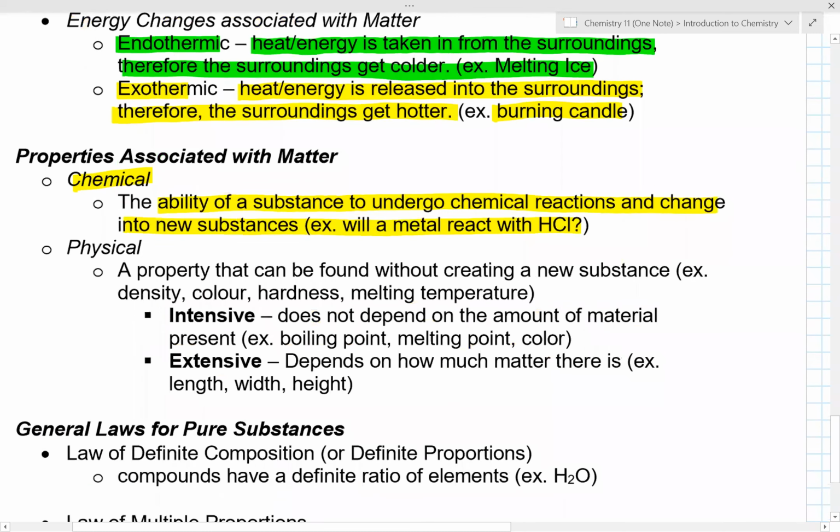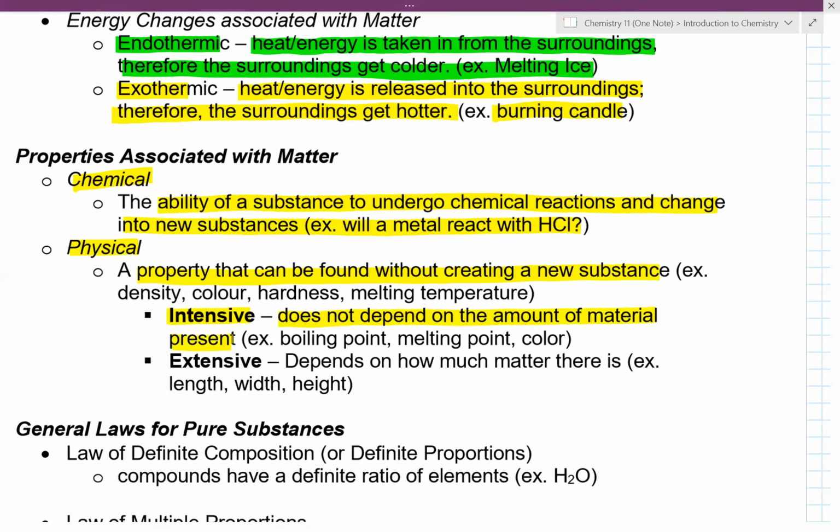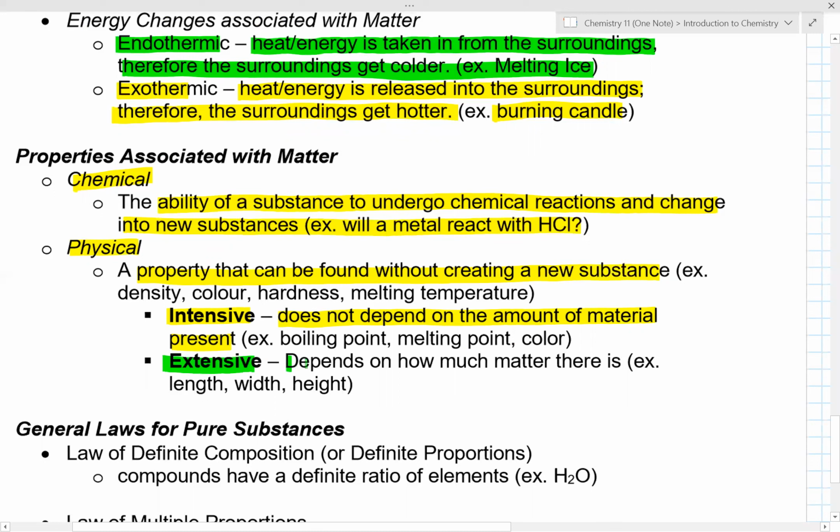A physical property is a property that can be found without creating a new substance. For example, density, color, hardness, melting temperature. These are things that you use on a substance without changing it. Now, there are two general physical characteristics. One is intensive, which does not depend on the amount of material present. And extensive depends on how much matter there is.